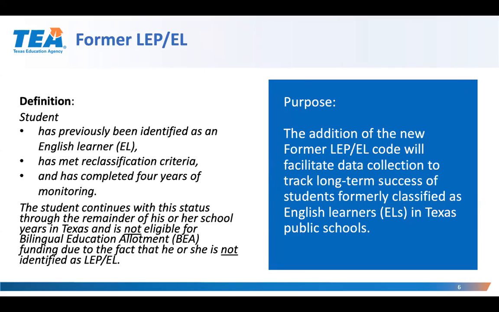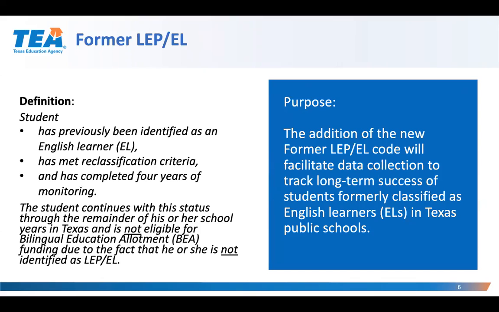We are excited to add this new code, as this is also the direction that the Every Student Succeeds Act, or ESSA, is highly encouraging states to track this progress of our English learners over periods of time and after reclassification and monitoring. So we are excited that Texas is at the forefront of adding in this new and exciting code. It's important to note that this code begins in the 1920 school year.